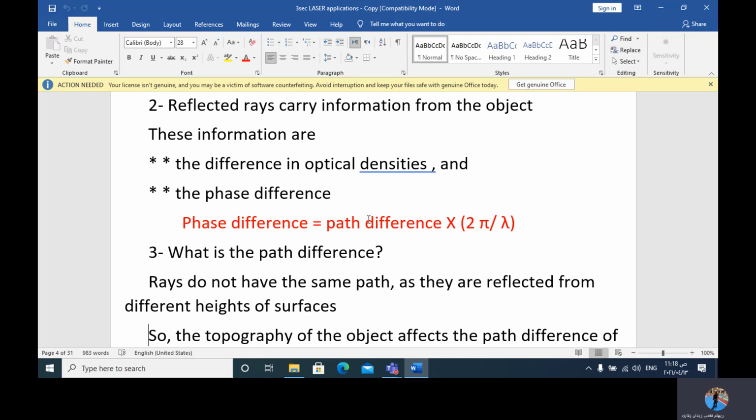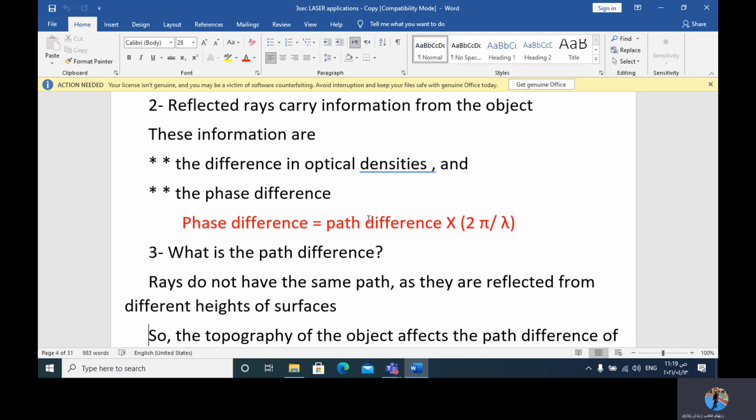What we mean by the phase difference is that the phase difference of the reflected rays will tell me about the surface of the object, which means the topography. If you have some parts of the object higher than the others, or if it is completely flat, or it has some grooves or some internal parts. What we mean by this is that by recording the whole truth, which is 2 things coming from the reflected rays, the difference in optical densities and also the phase difference, we can have all the information coming from the object, and we can have the three-dimensional image.